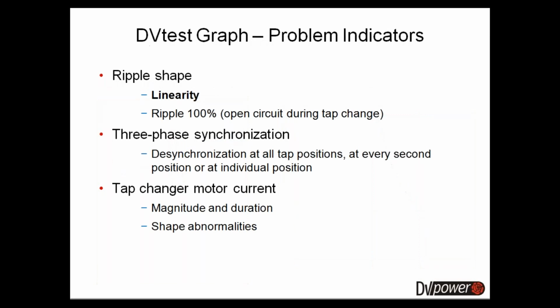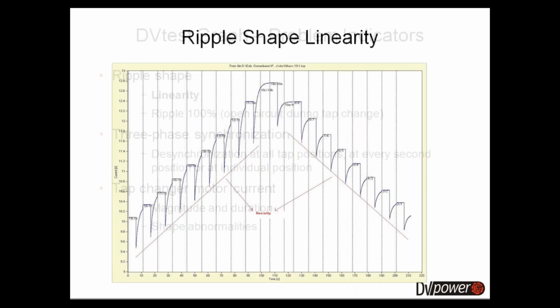Then you can look at the ripples and the percentage value that the current is dropping during the tap changer operation. The ripples themselves should follow a certain linear following. So all of these ripples should be roughly even between each other. So if you look at this graph, you can draw practically one line between the first position and the neutral, and a second line between neutral and the last position.